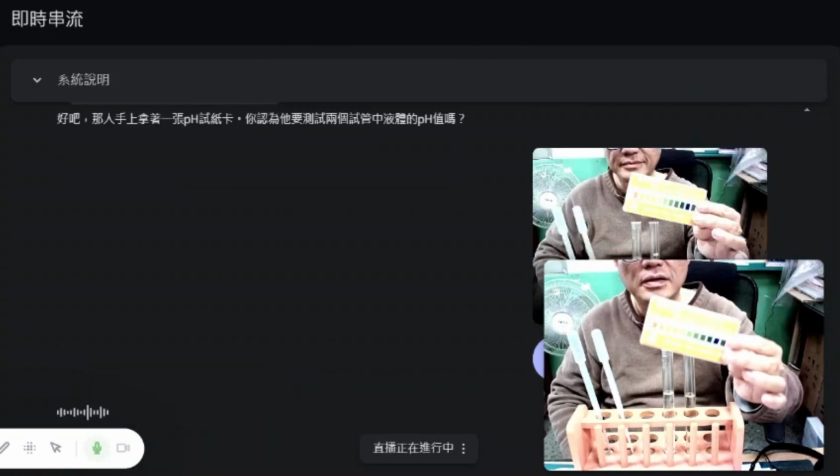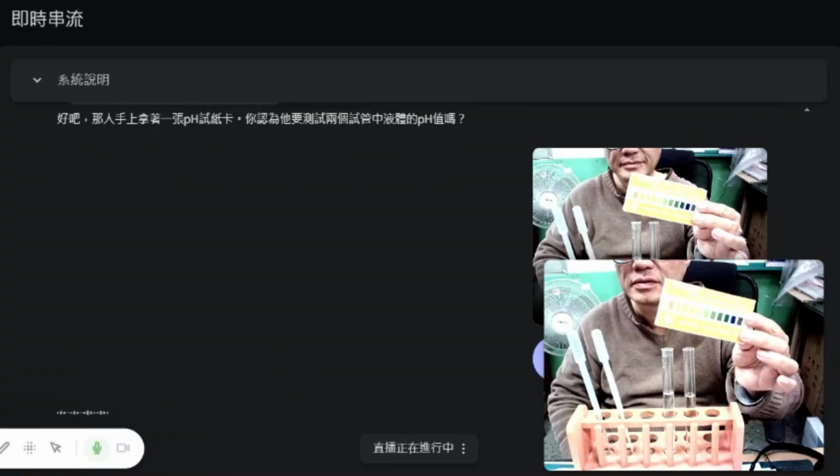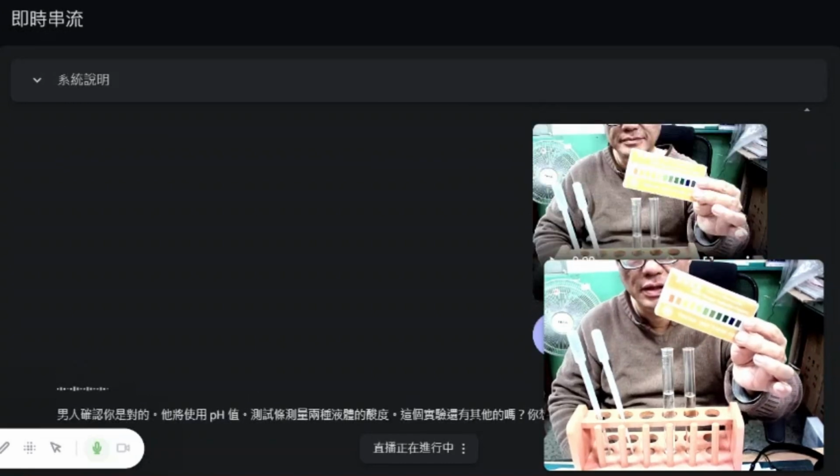The man confirms you're right. He is going to use the pH test strips to measure the acidity of the 2 liquids. Is there anything else about this experiment you'd like to know?